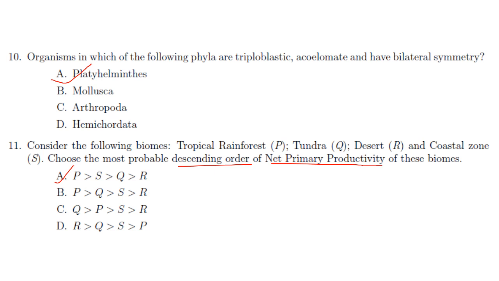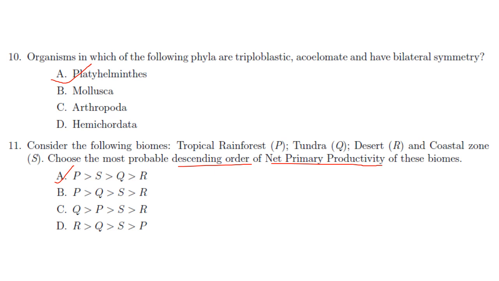Then next, the coastal zone will have net primary productivity that is lower than the tropical rainforest because of the variable environment of the coastal zone. Why is the coastal zone having a variable environment? This may be because of temperature and wave action that can cause a variable environment to form in the coastal zone.